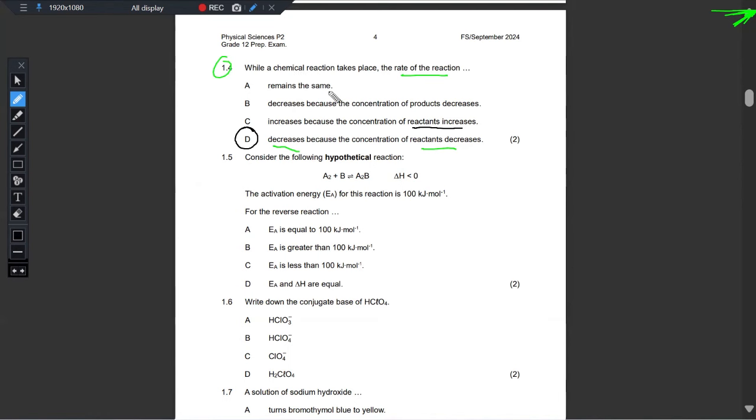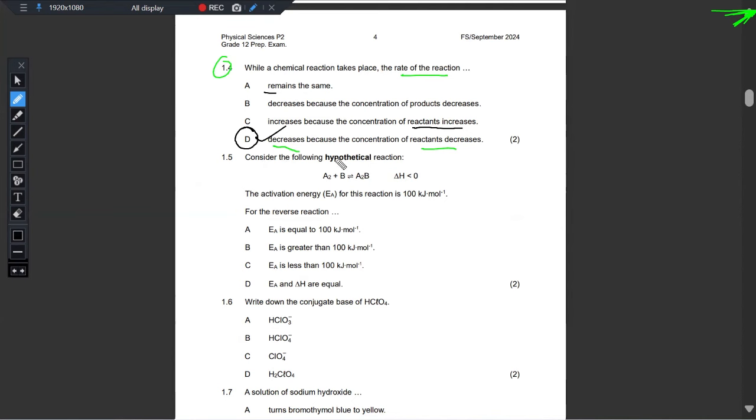Does it remain the same? In order for it to remain the same, what remains the same would be the rate of the forward reaction and the rate of the reverse reaction, not just the rate of one reaction, right? Here they did not mention forward and reverse. So we'd only say it remains the same if we're being asked about the rate of the forward and the reverse reaction. So the correct answer has to be D in that case, because we are assuming that they're not speaking about a reversible reaction.